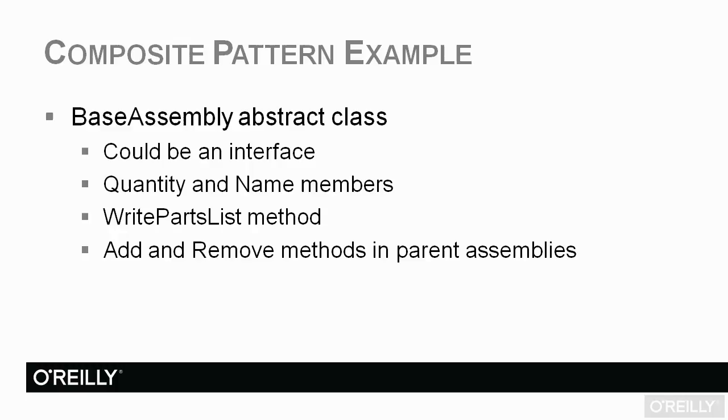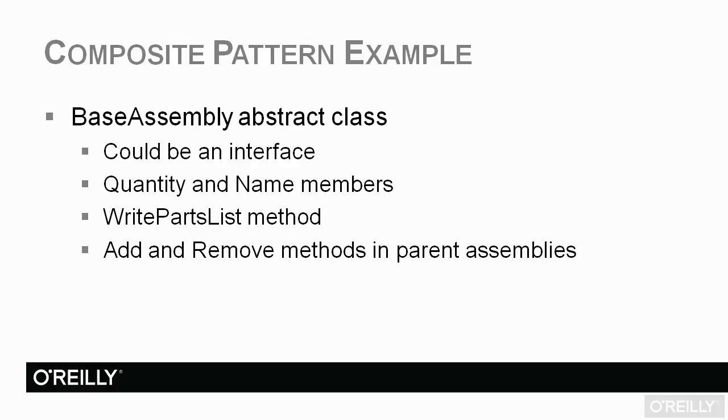So for our example, we're going to have a base assembly abstract class. And it could be an interface, but for this example, we'll use an abstract class. And because all we're doing is creating the parts list, we're only going to have two members on that abstract class. The quantity, the number of parts we need, and the name, just the name of the assembly. Obviously, if we're going to do this in a real manufacturing facility, we'd probably want part numbers and manufacturer numbers and manufacturers and quality levels and all sorts of good stuff.